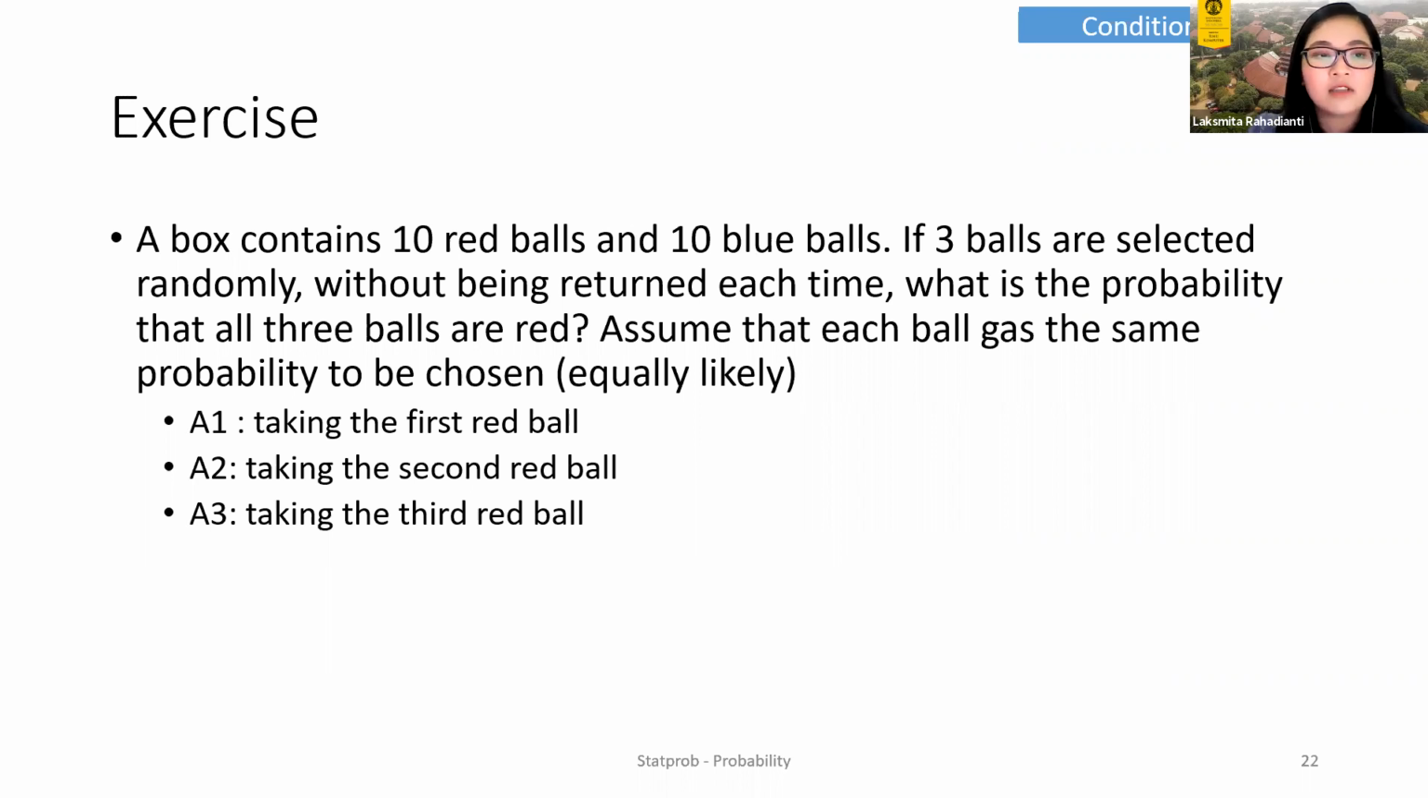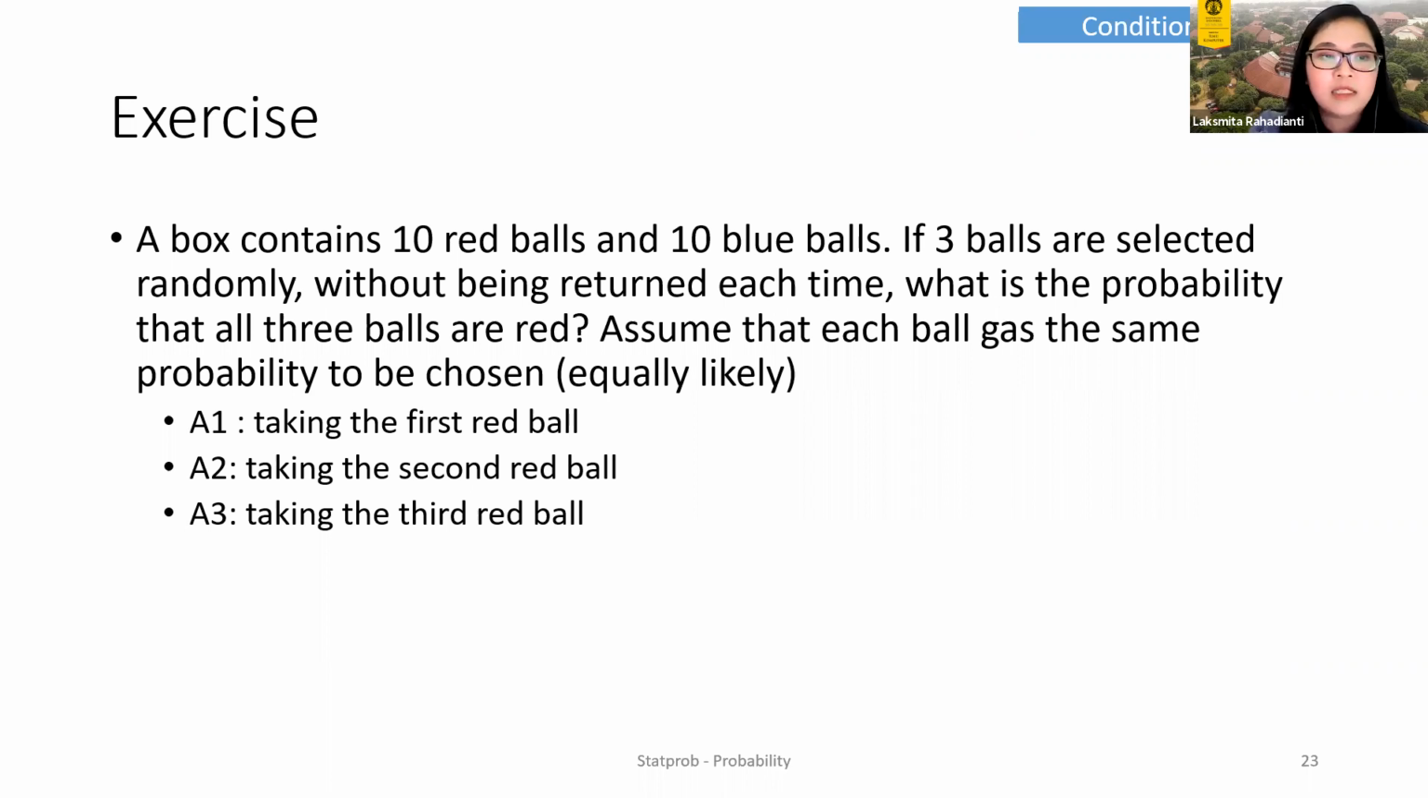If 3 balls are selected randomly without being returned each time, what's the probability that all 3 balls are red? This is quite important, this part: without being returned each time. So assume that each ball has the same probability to be chosen, aka equally likely. So we can compute using the multiplication rule.